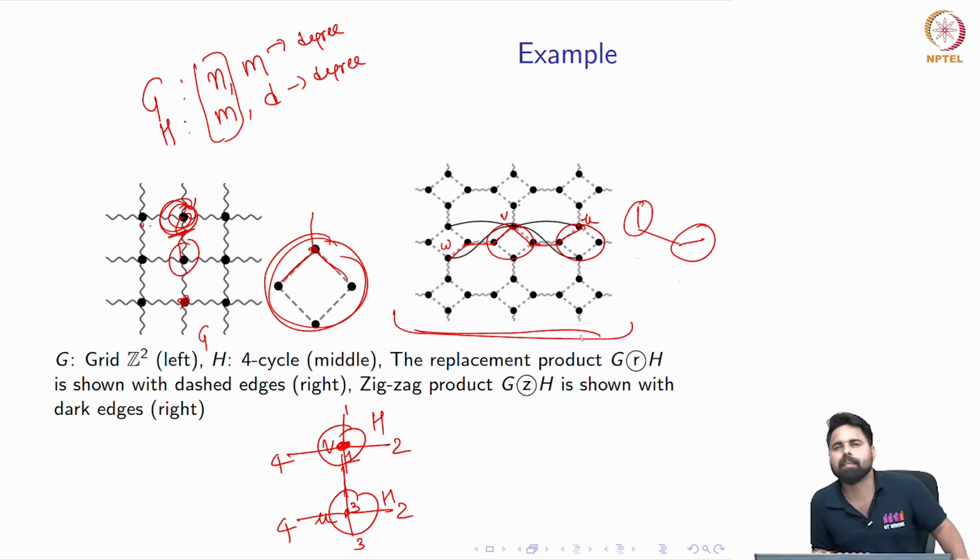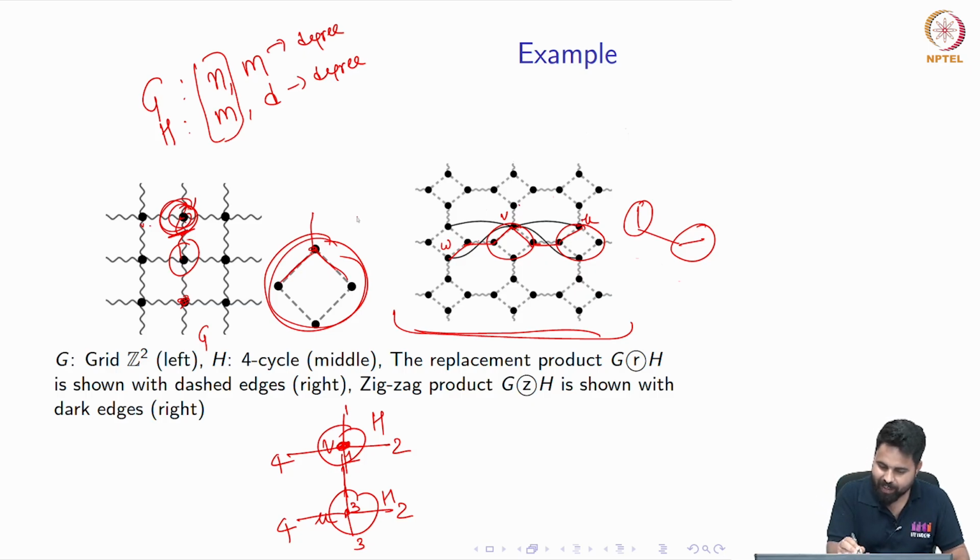By the way, what will be the degree of each vertex in this case? The degree will be equal to d square. Remember, d is the degree of H. Why will the degree be d square?